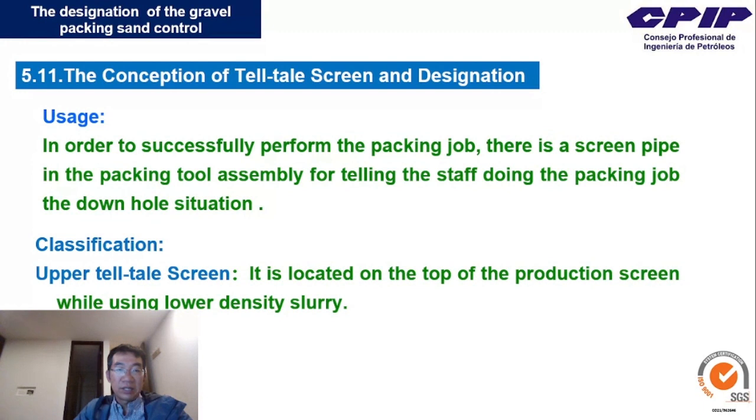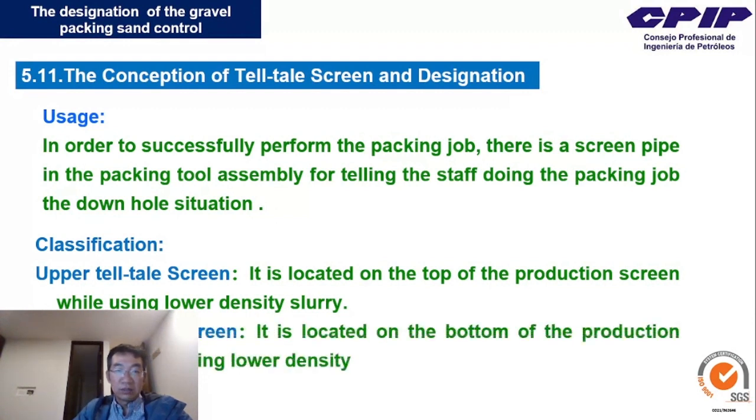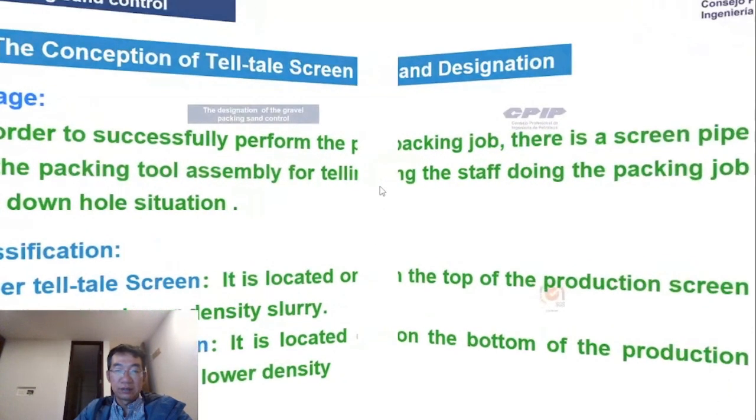Classification. Upper telltale screen. It is located on the top of the production screen. We are using lower density slurry. Lower telltale screen. It is located on the bottom of the production screen. We are using lower density.